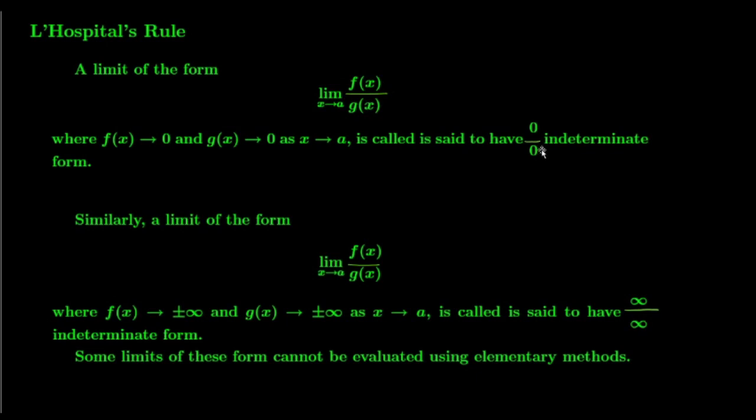I want to repeat. If the limit of the numerator is equal to 0, and the limit of the denominator is also 0, then we call the whole limit the indeterminate quotient of type 0 to 0. Some people also call it indeterminate form. It doesn't matter. We just call them indeterminate quotient. That's one type of the indeterminate quotient.